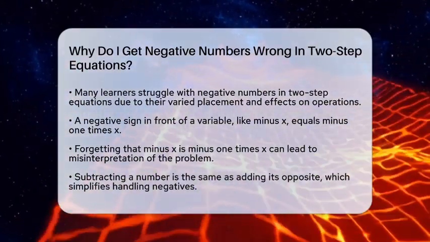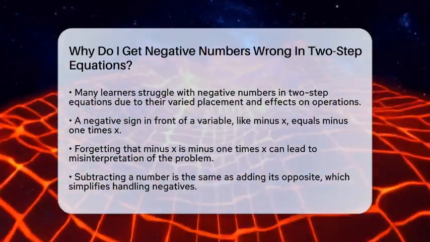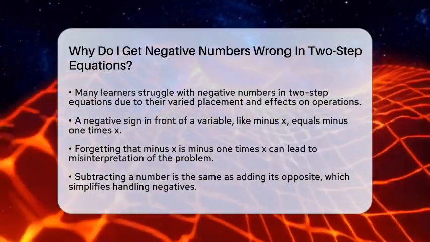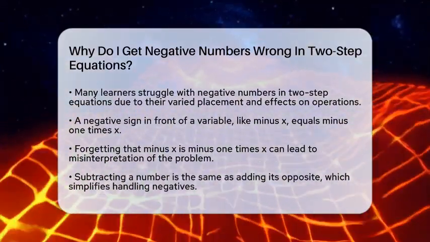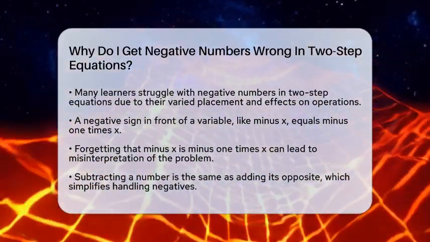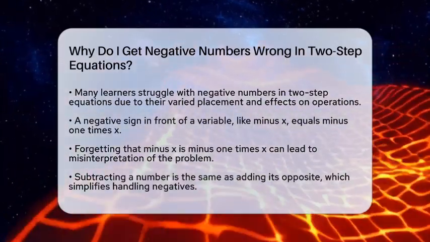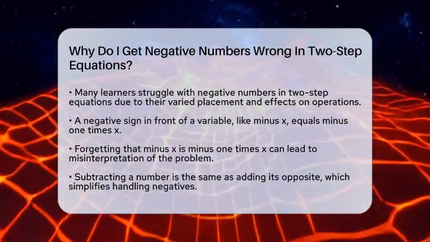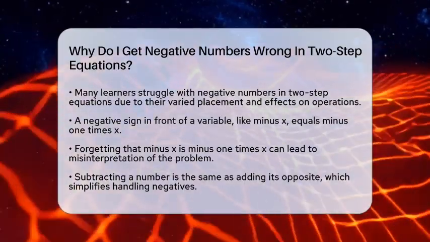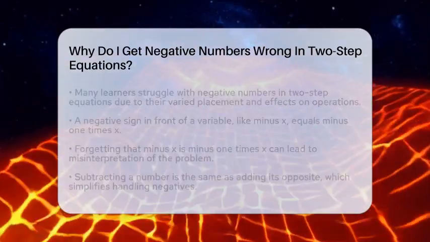First, you need to understand that a negative sign in front of a variable, like minus x, means minus 1 times x. If you forget this, you might treat it as just x or ignore the negative sign altogether. Recognizing that minus x is the same as minus 1 times x helps you apply the right steps.